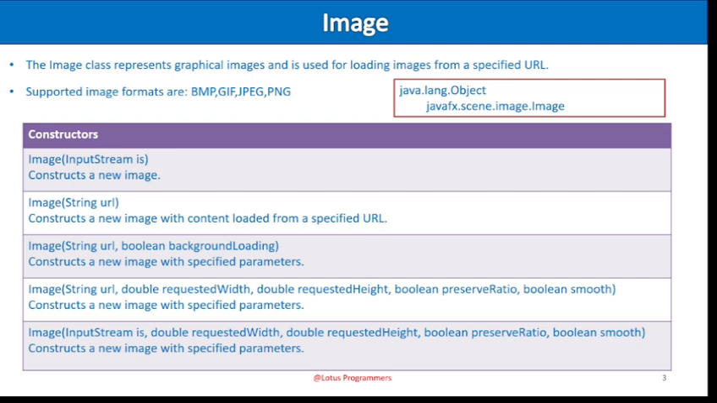The best constructors used for creating images are the second, third and fourth constructors. Specifying the image location as a URL is very easy to work with from a JavaFX program for adding images to a JavaFX scene.